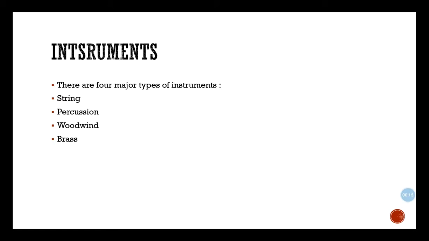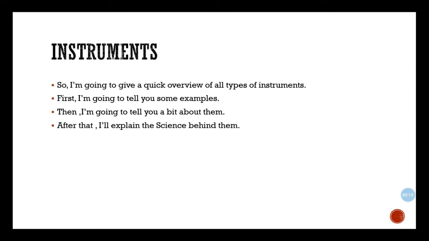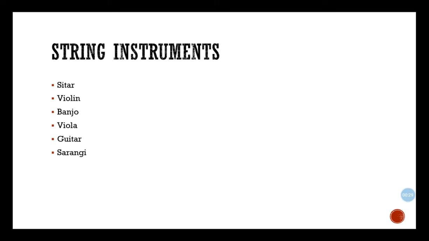So there are four types of instruments: string, percussion, woodwind, and brass. I'm going to give a quick overview of all types of instruments, then I'm going to tell you some examples and a bit about them, and lastly I'll explain the science behind them. The string instruments are the sitar, the violin, the banjo, the viola, the guitar, and the sarangi.